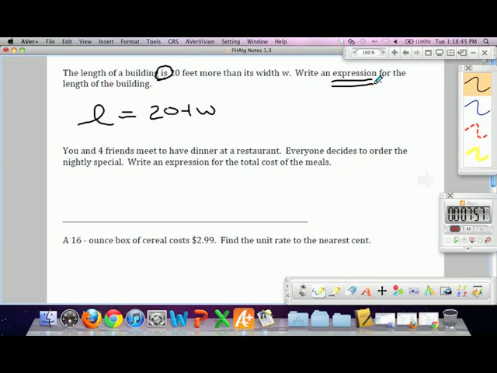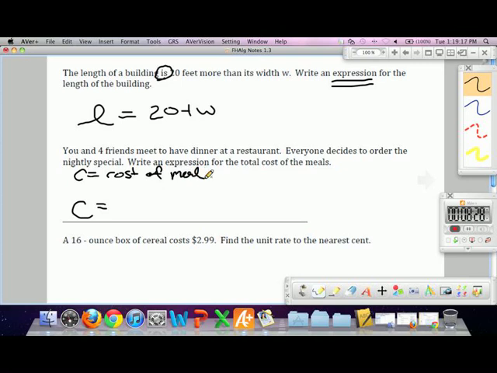This is probably my favorite one. You and 4 friends meet to have dinner at a restaurant. Everyone decides to order the nightly special. Write an expression for the total cost of the meals. So what are some things we don't know? How much the whole meal costs? What do you want to call the total cost of the meal? C. C was popular last hour. I'll stick with C. We'll say C equals cost of the meals.